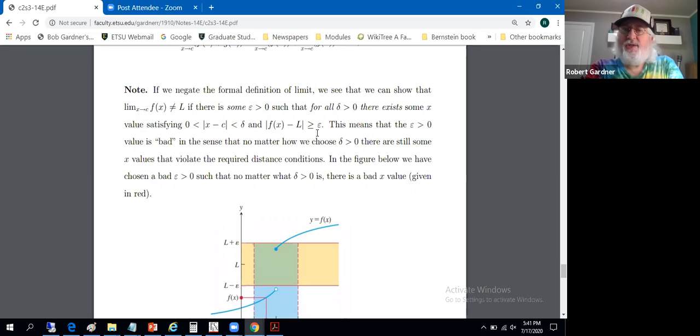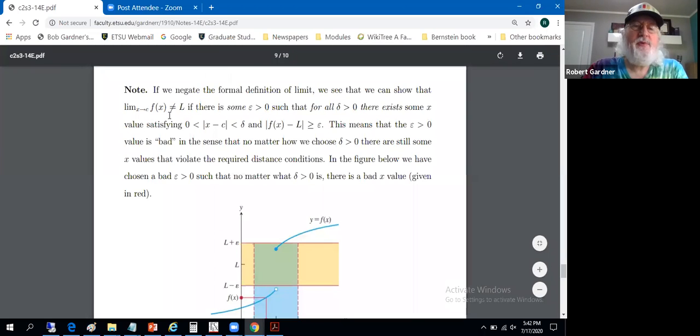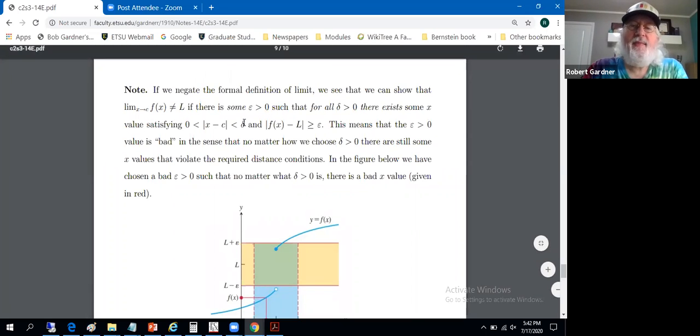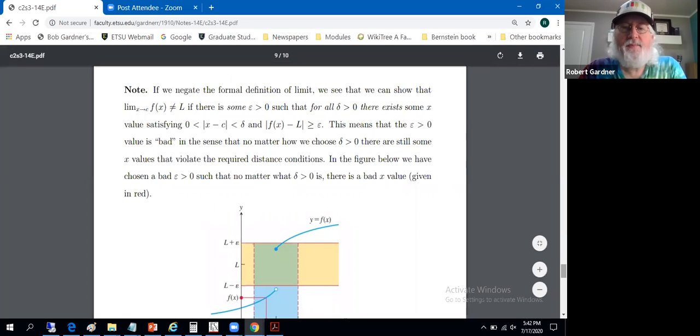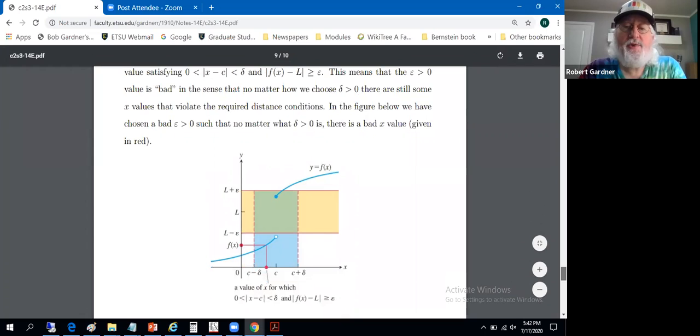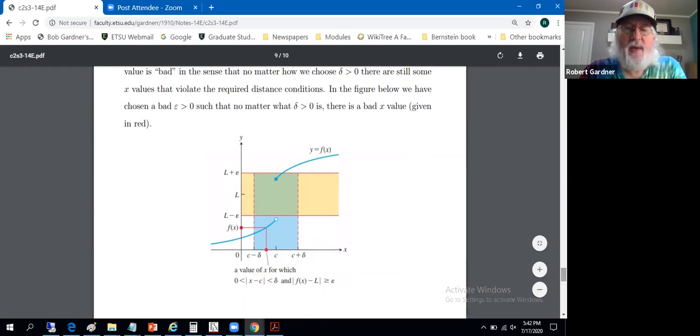So there's a bunch of negations going in there, but if you claim the limit as x approaches c of f of x doesn't equal L, that corresponds to this stuff here. What you're showing is there's a bad epsilon. That is, there's an epsilon for which there's bad x values, no matter how close you get to c. Bad.